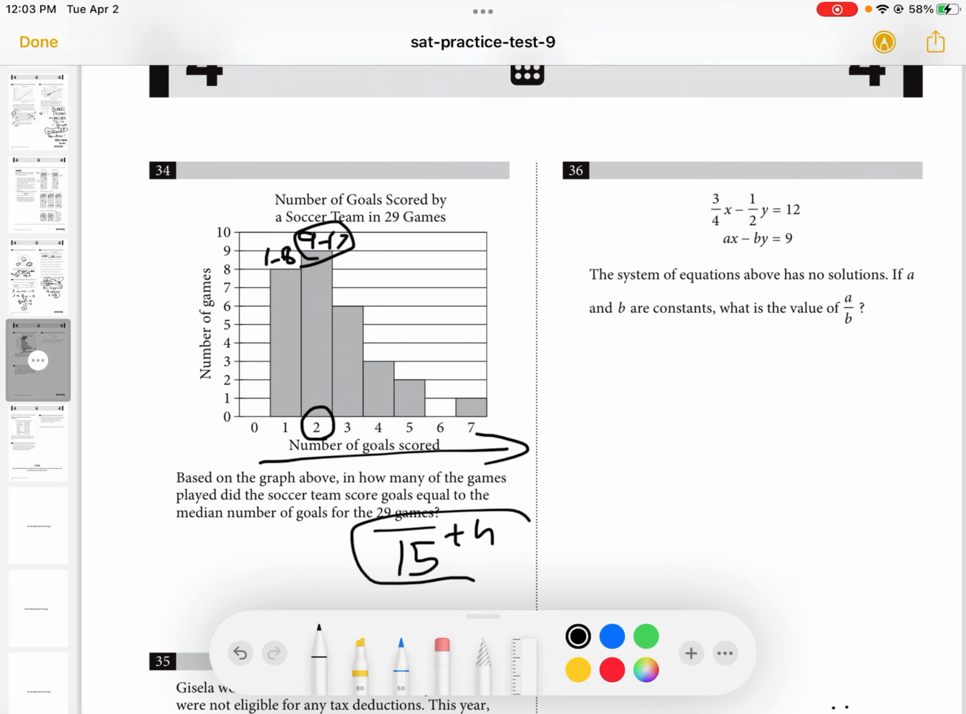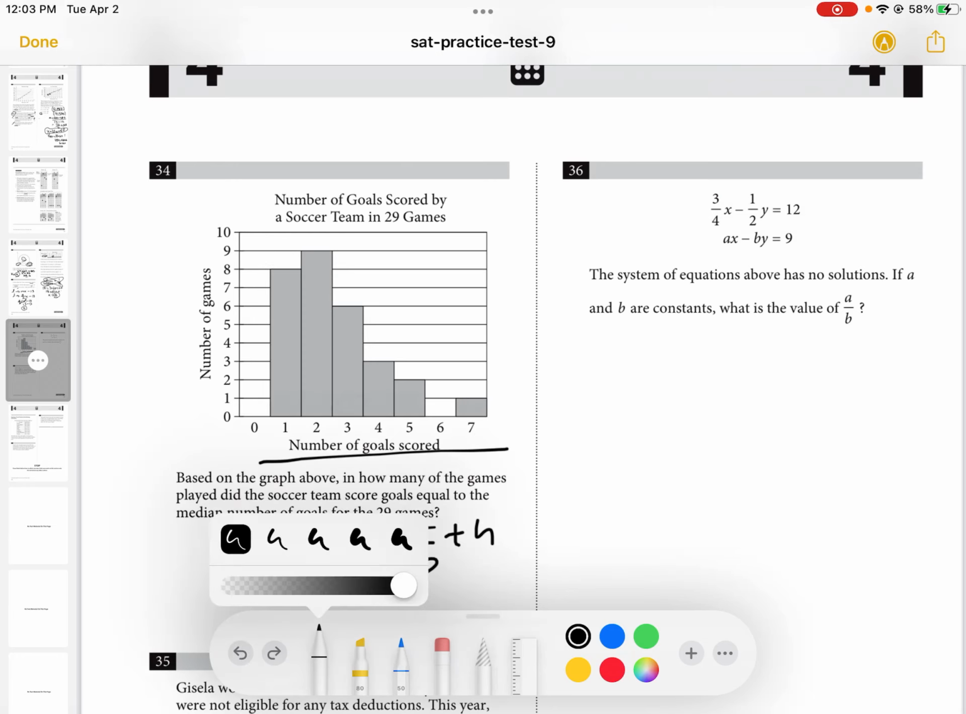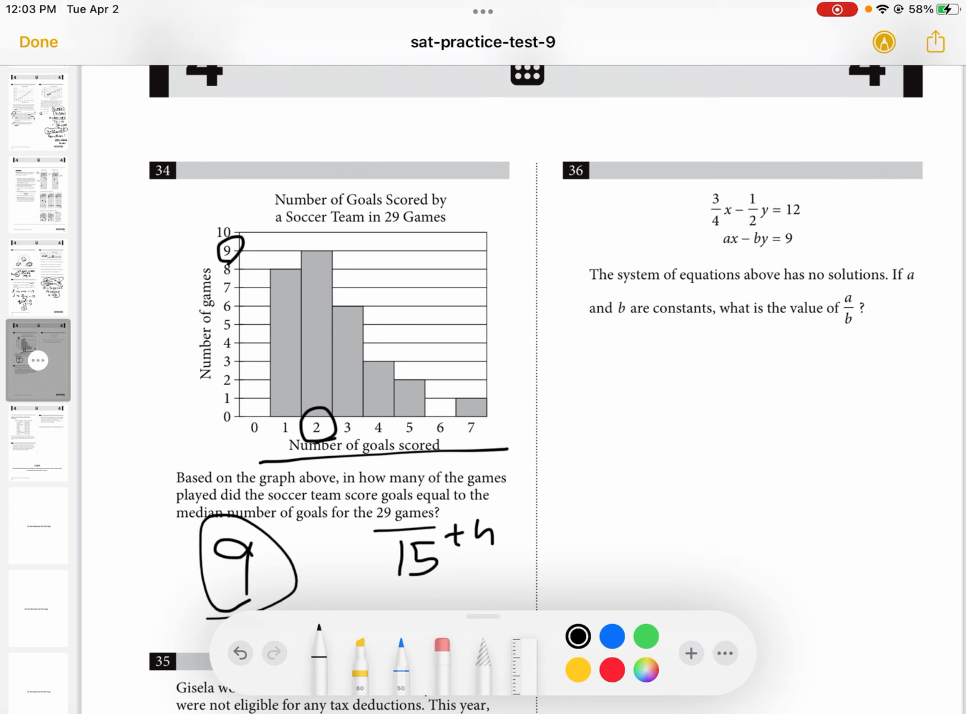So values 9 through 17 contains the 15th value in the 29 values or games. So our median is 2. How many games played were there where they scored the median number of goals? 2 goals. So we know the median is 2. They played 9 games when they scored 2 goals. So our answer is 9.